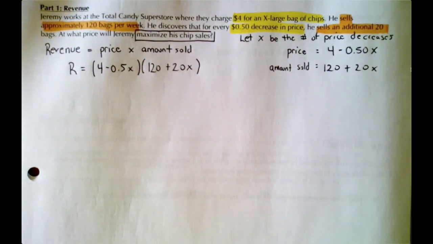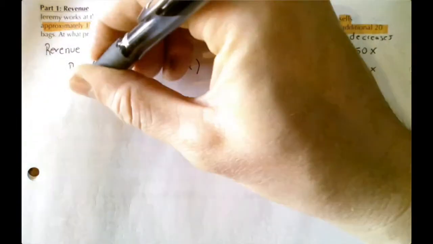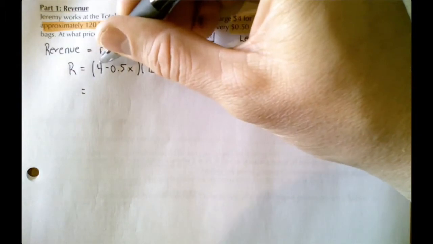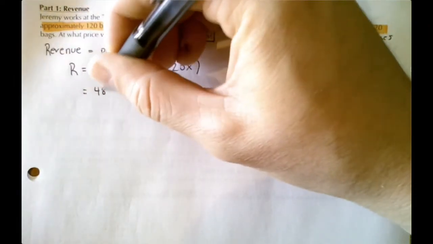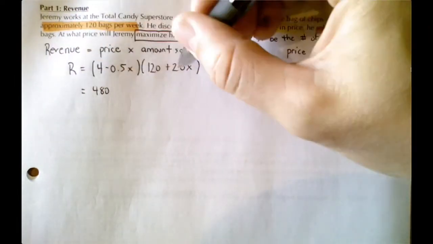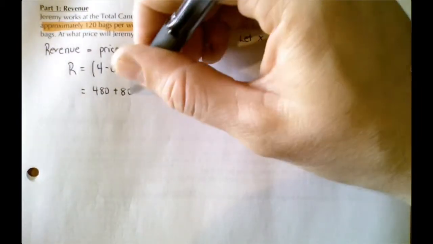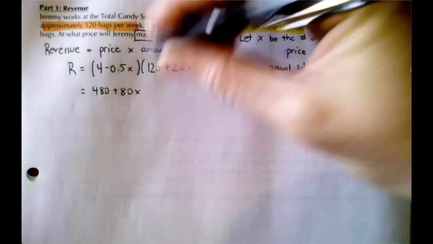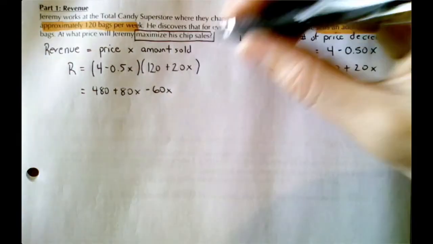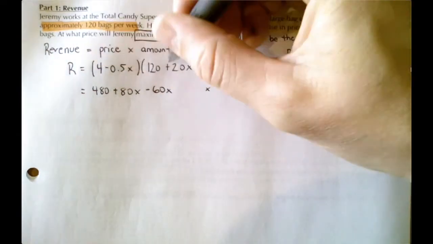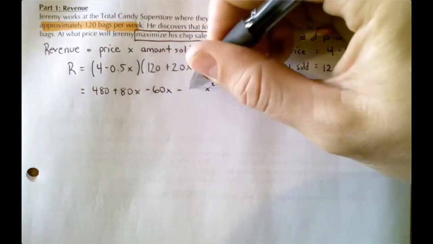So we've got factored form. We're going to expand. And to expand, we're going to FOIL. So how do we FOIL? Well, first, 4 times 120 is 480. That's that one. 4 times 20 is 80, and it's 20x, so it's 80x. Negative 0.5 times 120, that's like multiplying by half or cutting the number in half, would be negative 60x. And negative 0.5x times 20x, well, x times x gives us x squared. Negative times a positive gives us a negative, and half of 20 is 10.